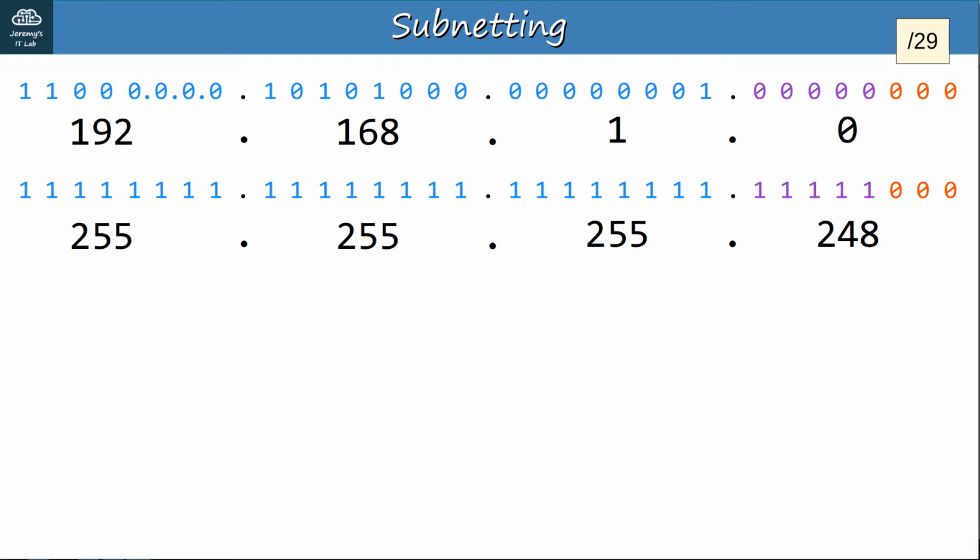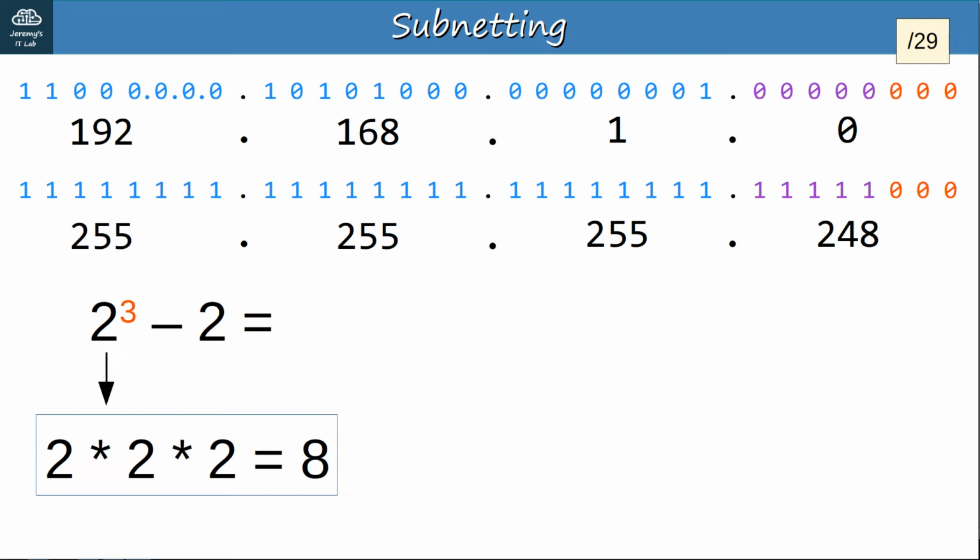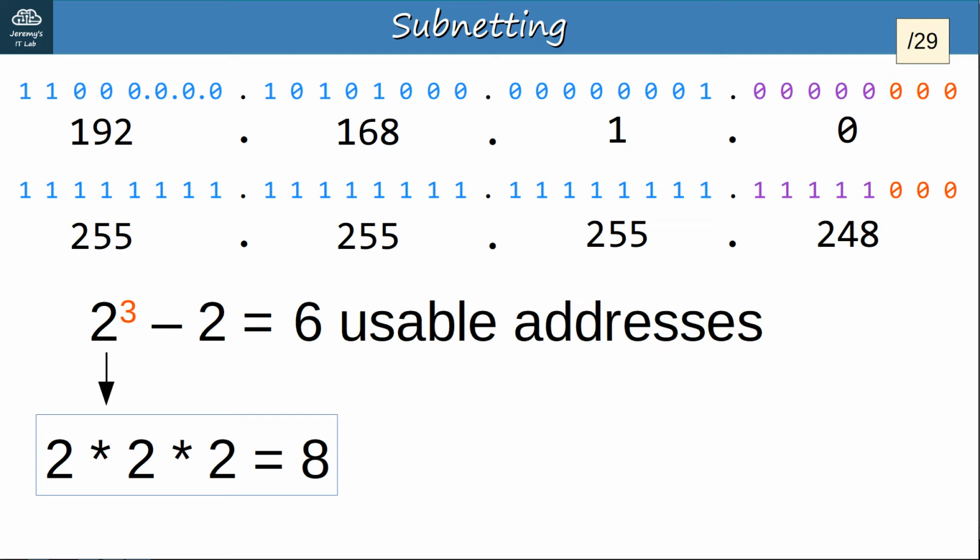How about if we use a /29 mask to make these subnets? Can we fit the 45 hosts we need? There are 3 host bits, so the formula is 2 to the power of 3 minus 2. 2 to the power of 3 is 2 times 2 times 2, which is 8. Therefore, there are 6 usable addresses, not enough for 45 hosts.